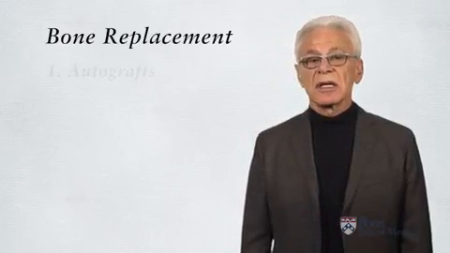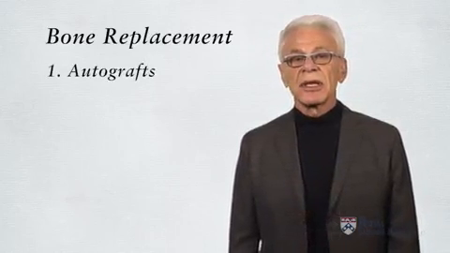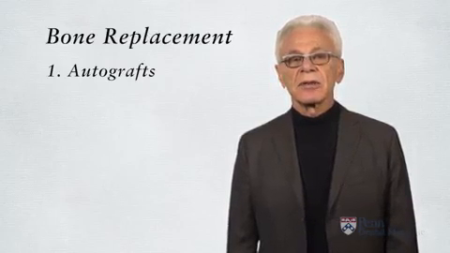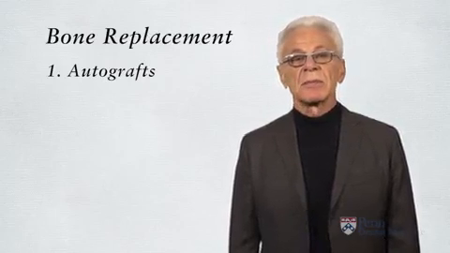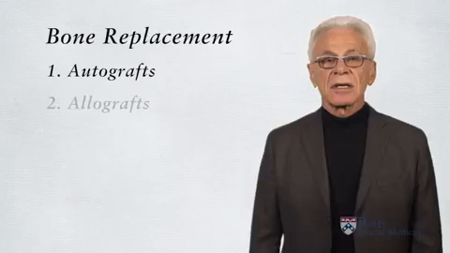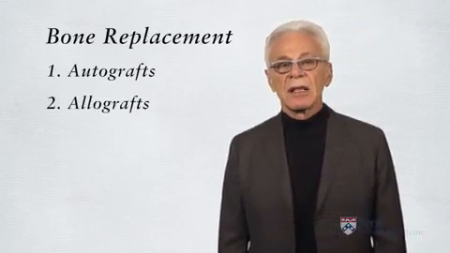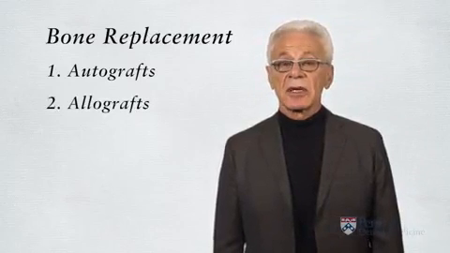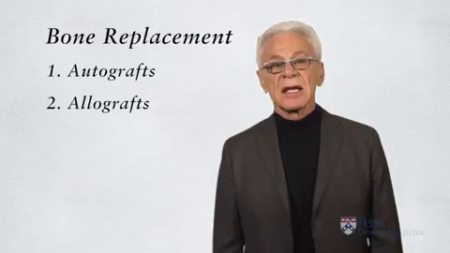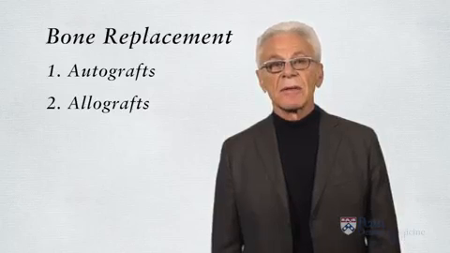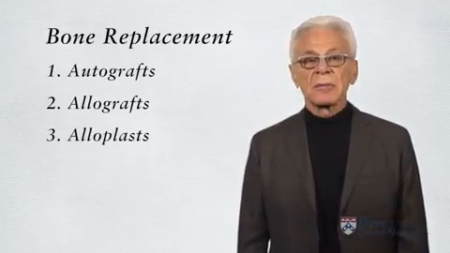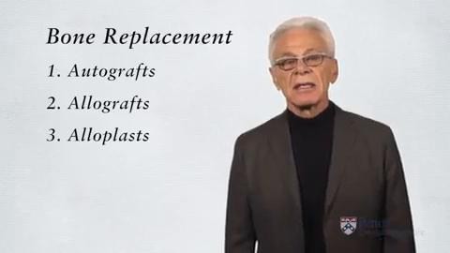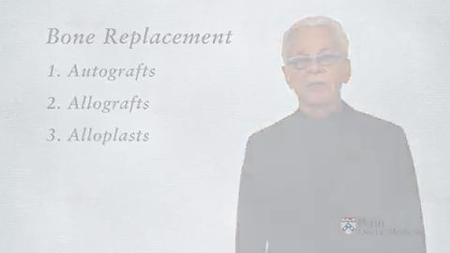The first one is the autografts, which are bone taken from the same patient. This bone is taken from another part of the body, such as the iliac crest, for example. The second type is the allografts, and allograft is a bone taken from another human being. This bone is taken from a cadaver and processed in a lab so that it is ready for grafting. The third type is the alloplast, which is a synthetic bone replacement material. It is made in a lab to mimic bone structure.